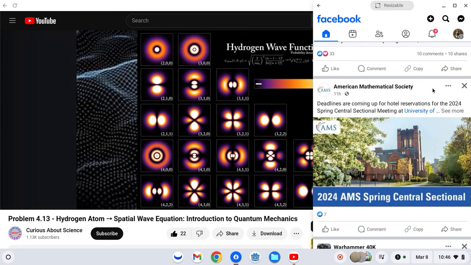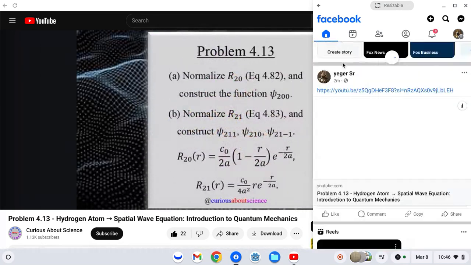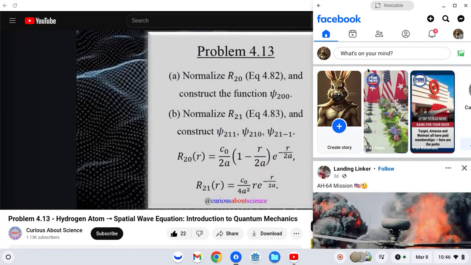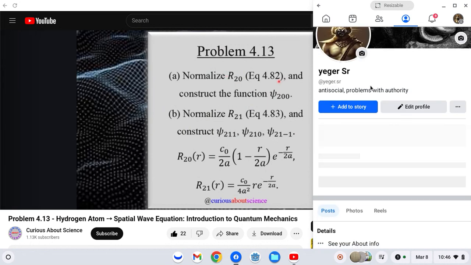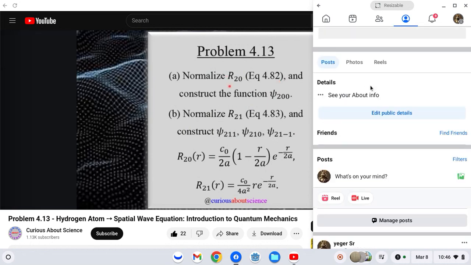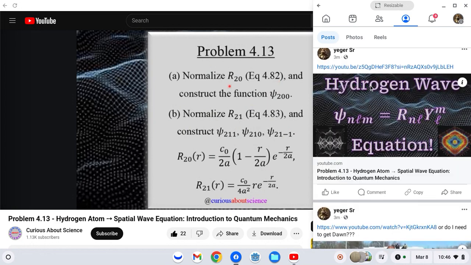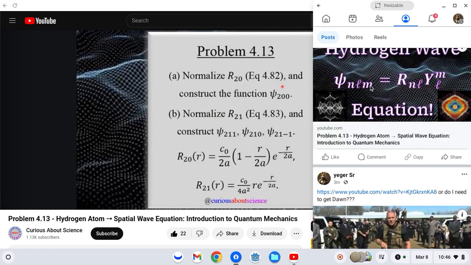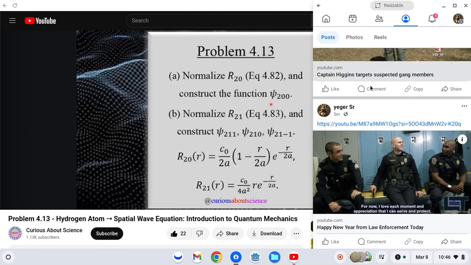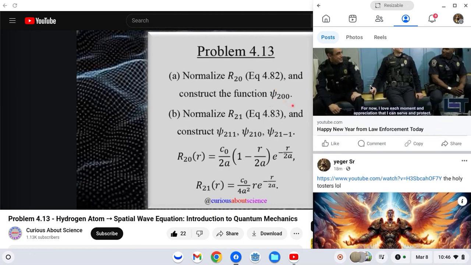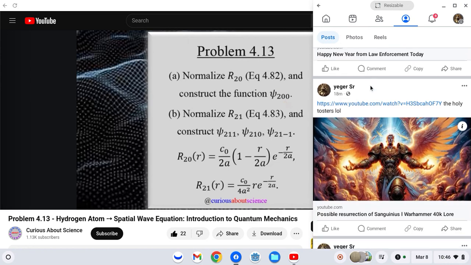Alright, let's see what we're actually tasked with doing. In this problem, we want to normalize the particular state R of 2, 0, which is given below. This is also known as the radial wave function, which we'll dive into. And then we want to construct the total spatial wave function here, which is lowercase psi of this particular state. And then of course we want to do that for a couple more states just to make sure that we know what's going on.